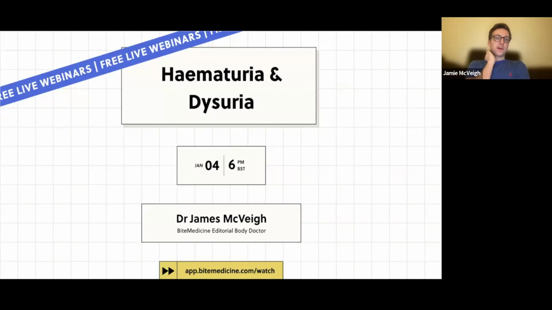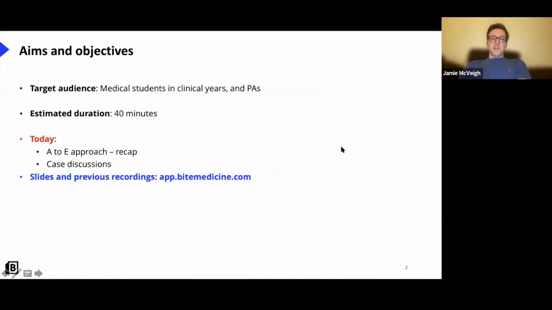So today we're talking about genitourinary stuff. Mainly it'll revolve around haematuria and dysuria, which are very common symptoms, very common signs that we see in the hospital setting. But we'll be using an A to E approach as always. So we'll just go through the A to E approach first of all, as we always do, just a little refresher, and then we will do some cases. I've got 4 cases today to go through. Hopefully it won't be too long. I'm aiming to go for about 45 minutes.